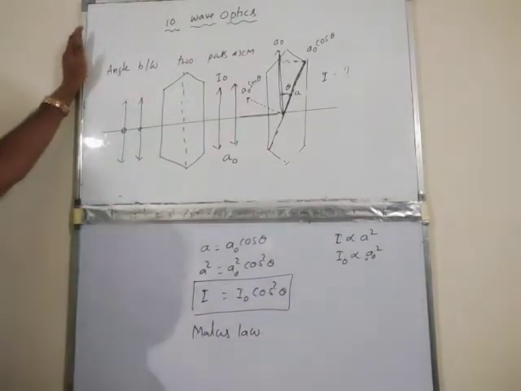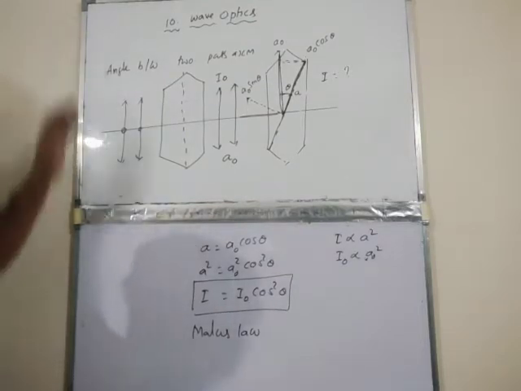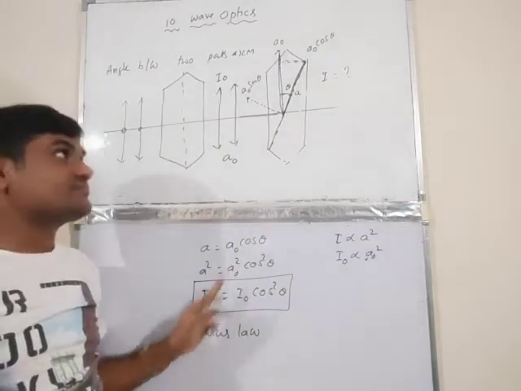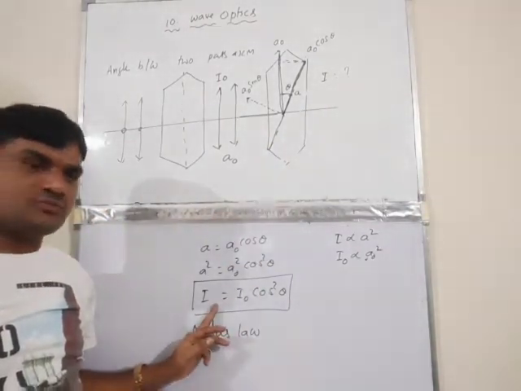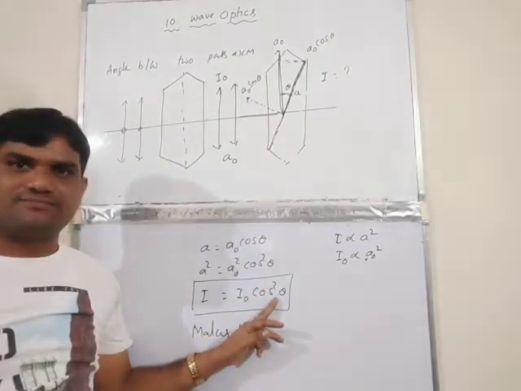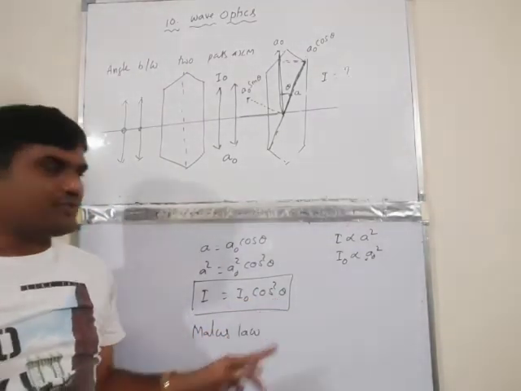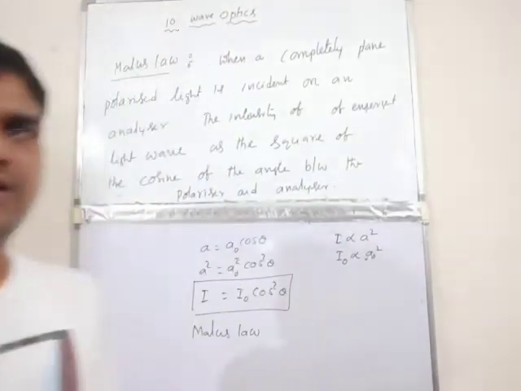Malus law, very important, Malus law. So what is the definition? The intensity of these waves is equal to the product of I naught and cos square theta. So we can define it in this manner. I will write the definition there.